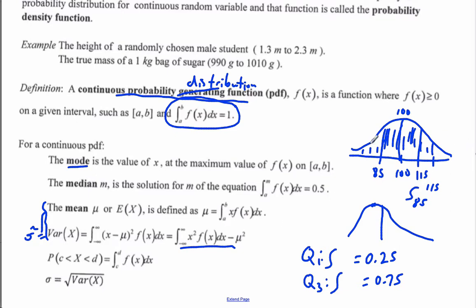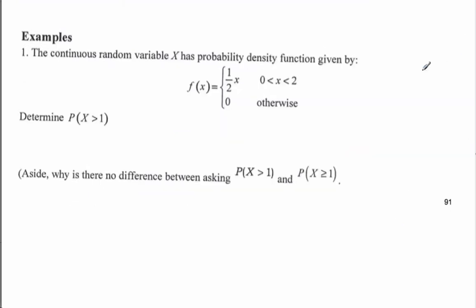Okay, so we're going to do some examples now. We have the first example. Continuous random variable x has a probability distribution function as shown. So this looks like this is half x, so this is what the graph's going to look like from 0 to 2. You've got half x, looks something like that. That's the probability distribution function.